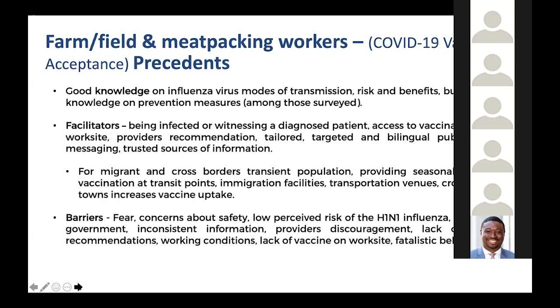Particularly for those who are migrating or crossing borders, transient populations, it's been recommended that we could provide seasonal influenza vaccinations at transit points, immigration facilities, transportation venues, and cross-border towns. Of course, I have no idea how that's being done these days with what's been happening politically. Barriers include fear, concerns about safety, low perceived risk, this is from the H1N1 influenza, mistrust of government, inconsistent information, et cetera. There's one other note which has to do with fatalistic beliefs: if you're going to get sick, you're going to get sick. So that's something we have to keep in mind too.